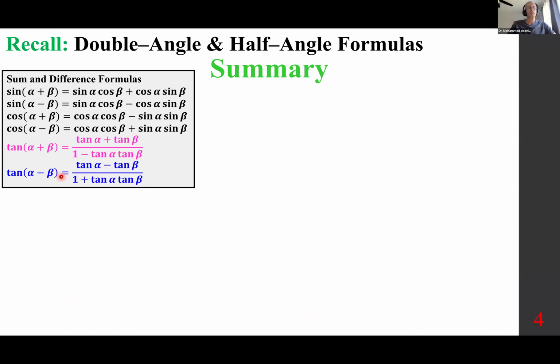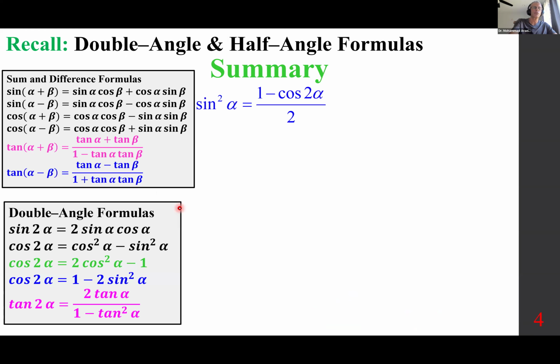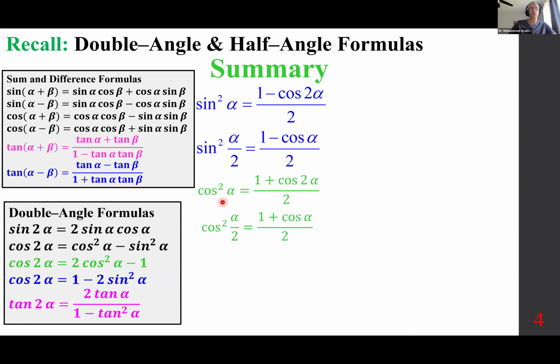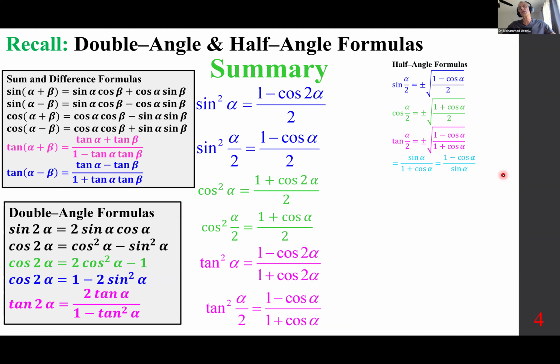Reminding you of the sum and difference formulas, double angle formulas, solving for sine squared and therefore the half angle formula, solving for cosine squared and therefore the half angle formula, and tan is sine over cosine. And these are the half angle formulas. You have to figure out the sign, positive or negative, based on the quadrant they belong to.